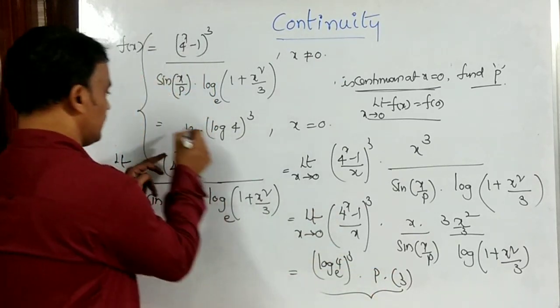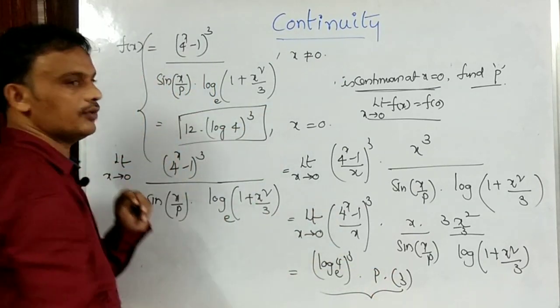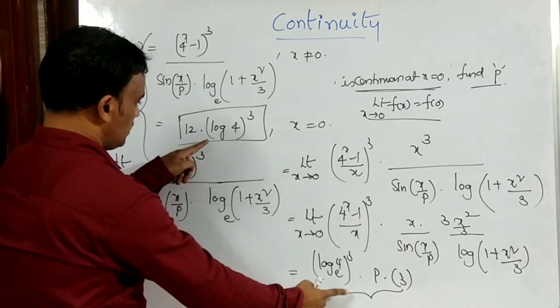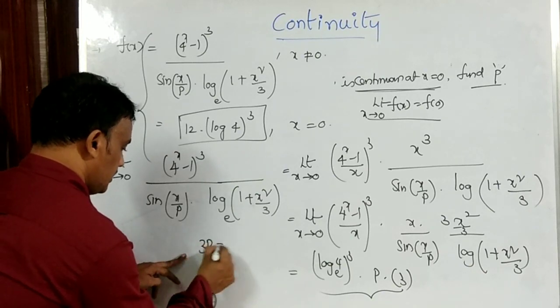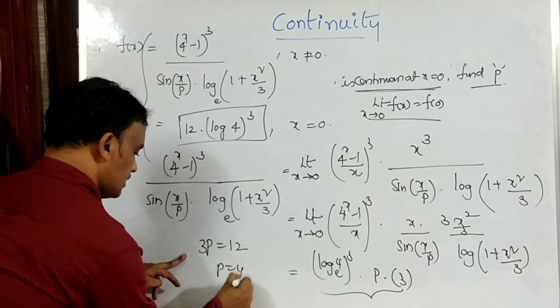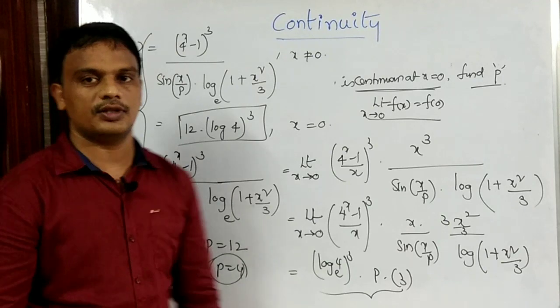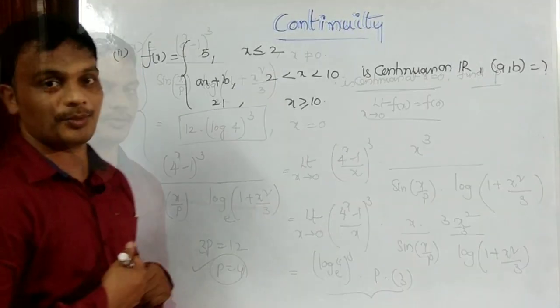But actually what they have given? This value they have given, which is equating to this one. So in place of 3p, here 12 is there. That means 3p equals 12, p equals 4. That's all. This is my problem. Come on, make a problem.